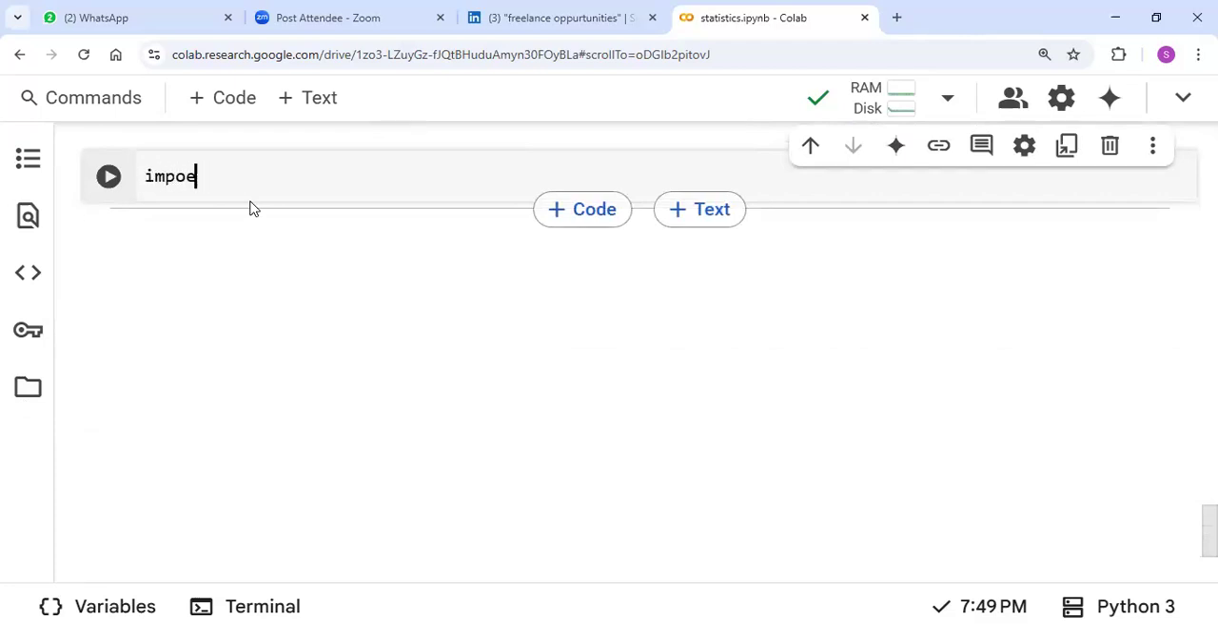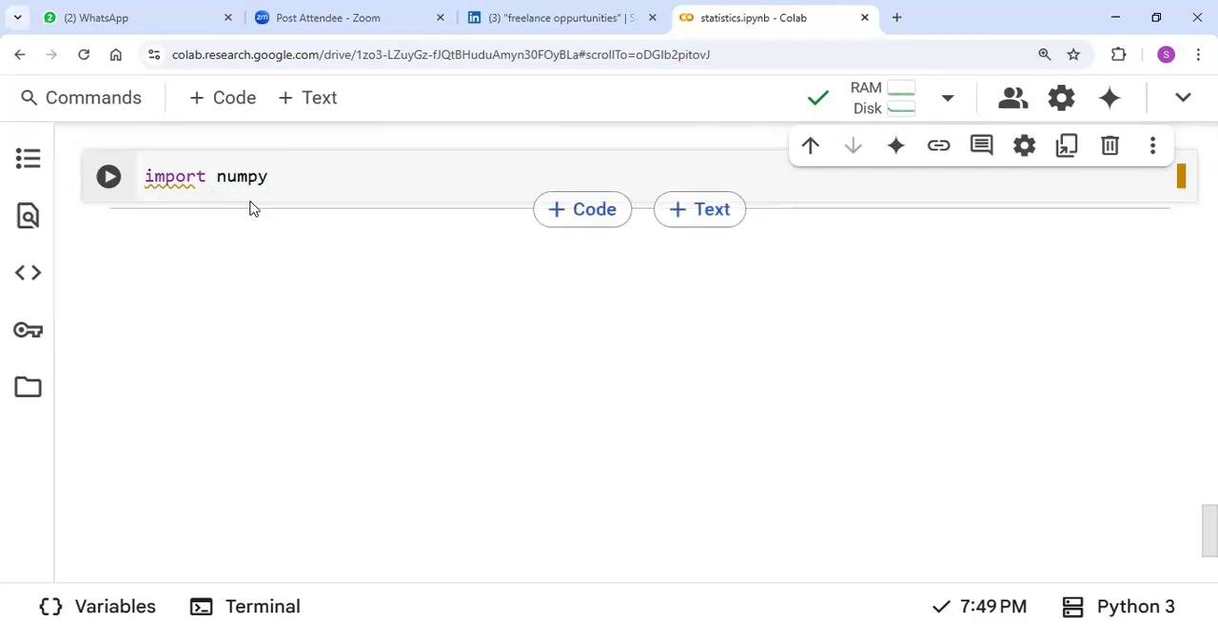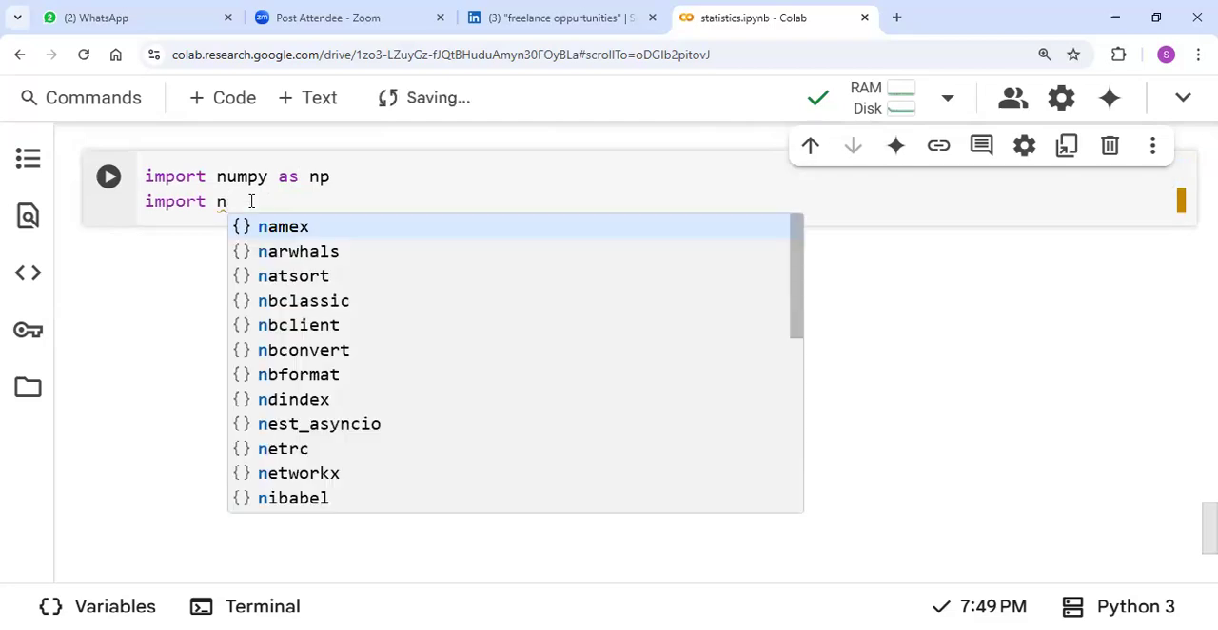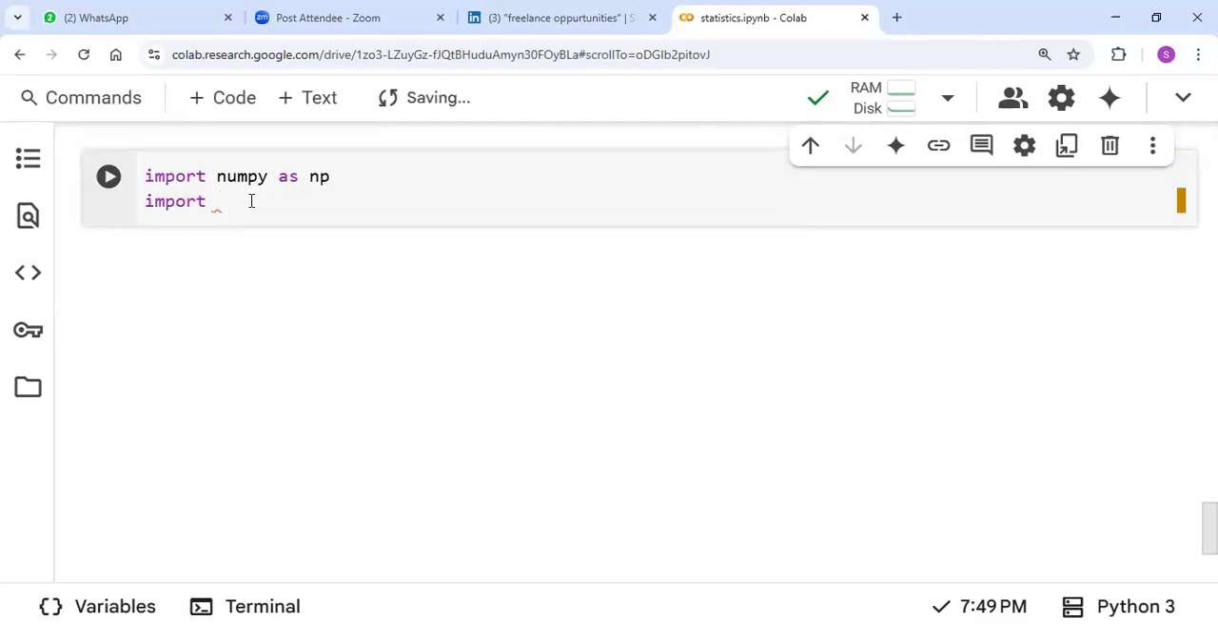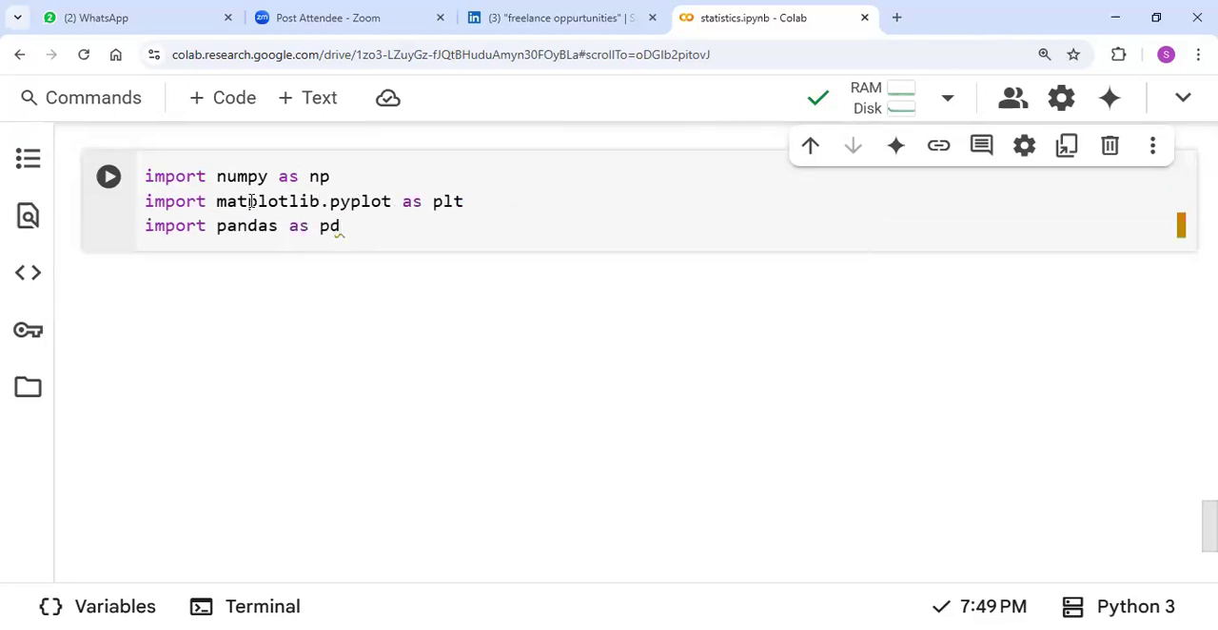Since I'm going to start it right now, I'm importing NumPy as np, because the NumPy package will give you all the required information for doing statistics. Import pandas as pd. Pandas is not required right now. Import matplotlib.pyplot as plt, because we display some visualization. Even if pandas, okay.